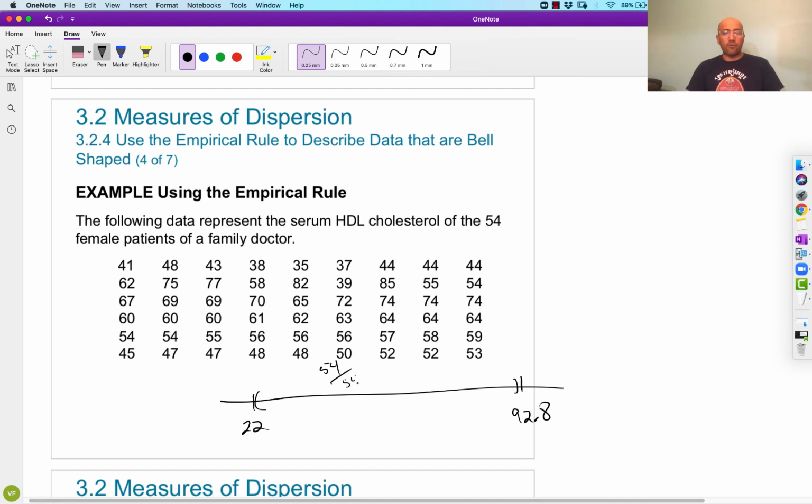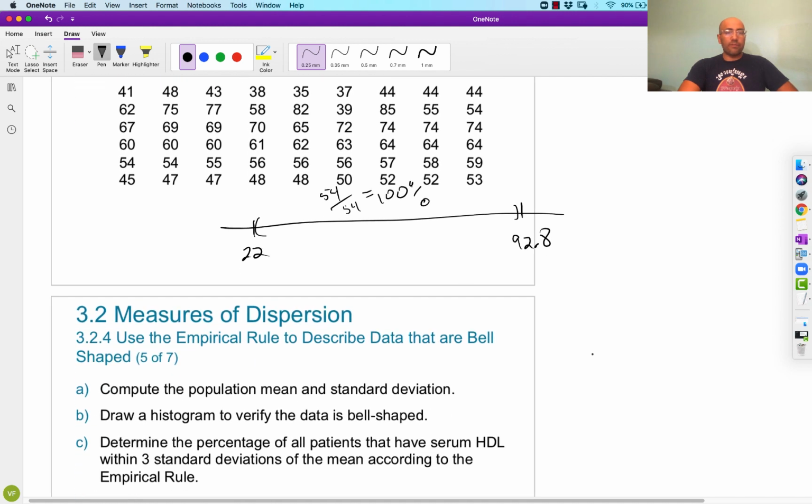54 out of 54, or I'm getting 100%. That's okay. That doesn't contradict Chebyshev. Chebyshev says at least that result. We got an 88 from Chebyshev. So it said that the number of observations should be 88% or more. So 100% is definitely more than 88%. So it's consistent with Chebyshev's. Okay, that's the end of section 3.2.